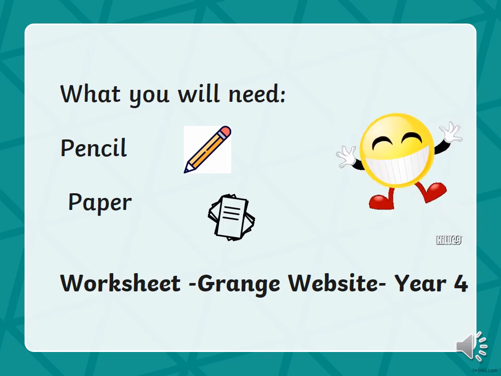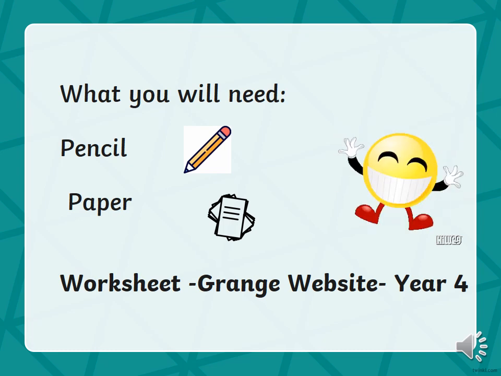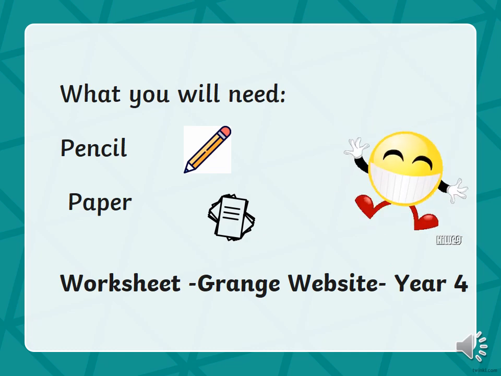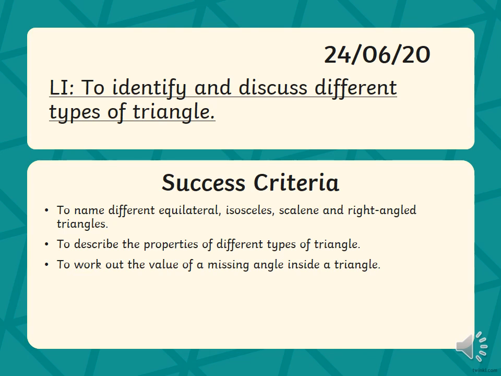So for today's session, you're going to need a pencil, paper, and the worksheets from the website. Okay, so for today's learning intention, you will be able to identify and discuss different types of triangles. Like I said previously in one of the other videos, there are different types of triangles. By the end of the lesson, you should be able to identify and name the different types of triangles, describe their properties, and work out the value of a missing angle inside a triangle.